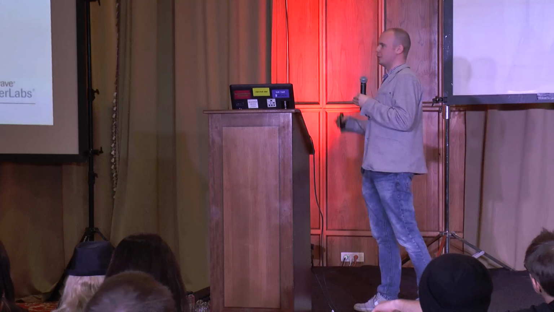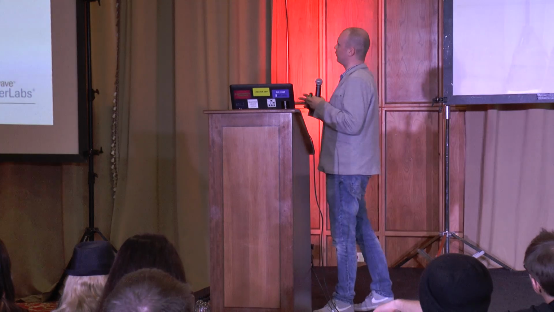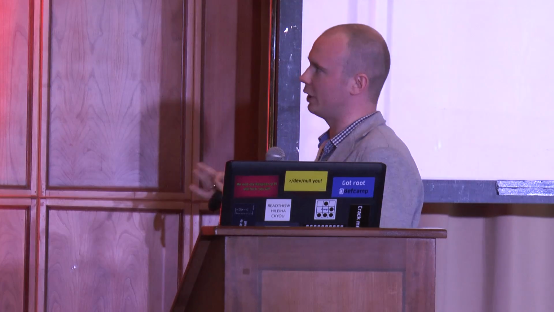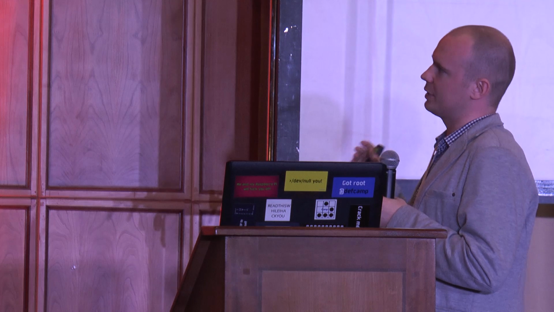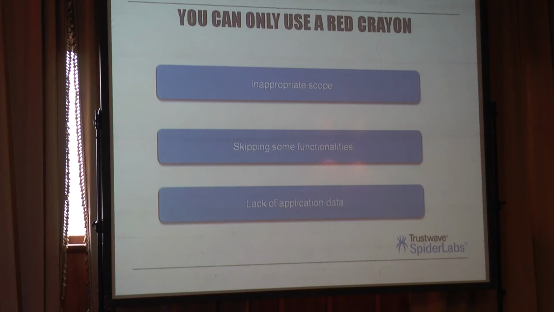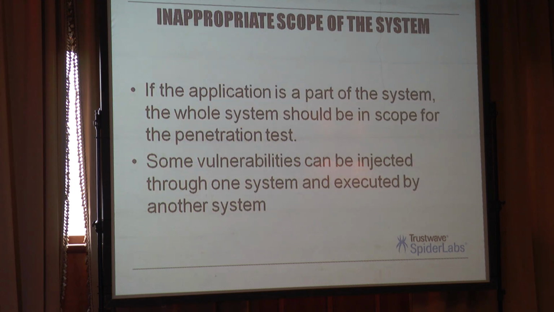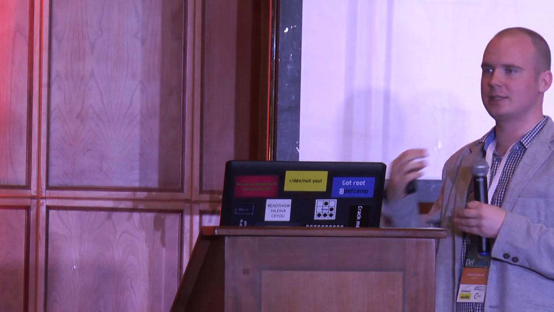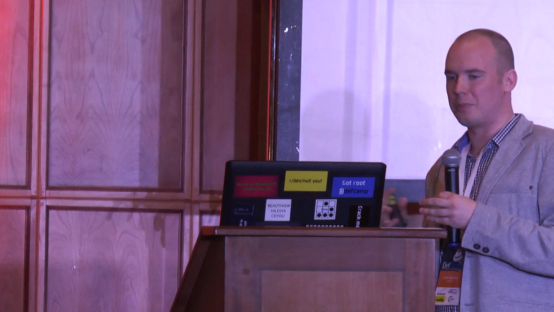Another one: you can use only a red crayon. I call it that from my childhood, when we were drawing and you did not have all the crayons, so you used only one color to paint everything, like sun, clouds, everything in one color. And it's the same when we've got an inappropriate scope, we skip some functionalities or we are missing data. Inappropriate scope is when the project manager or the risk manager creates a scope that is not the whole system. And sometimes a vulnerability can be injected through one system and executed by another. It's important to test not just the application, but the whole system, and have access to the whole system.